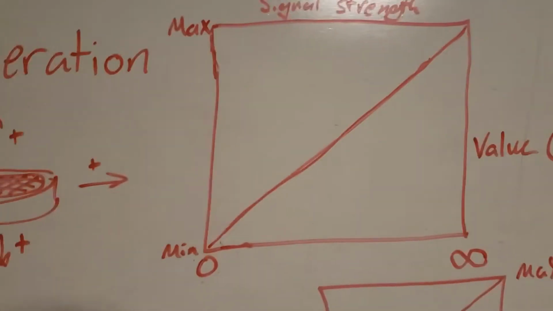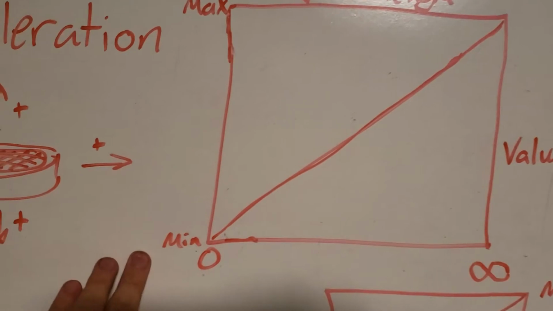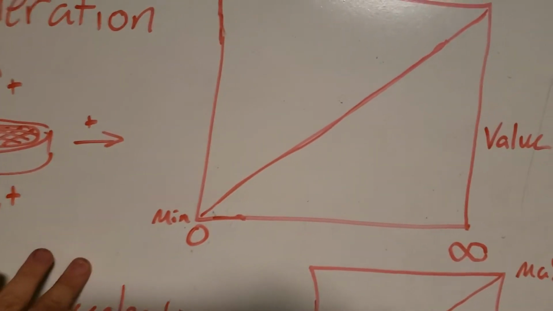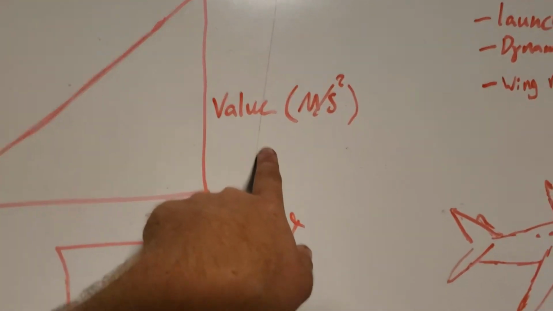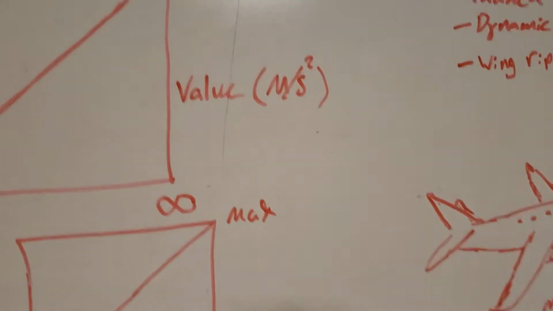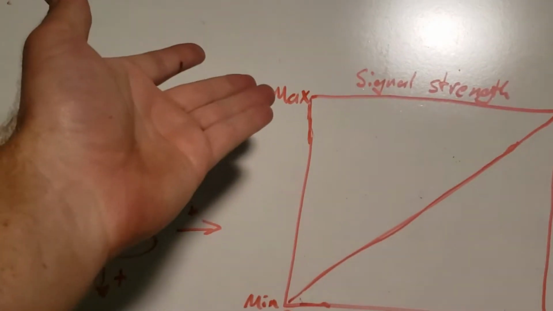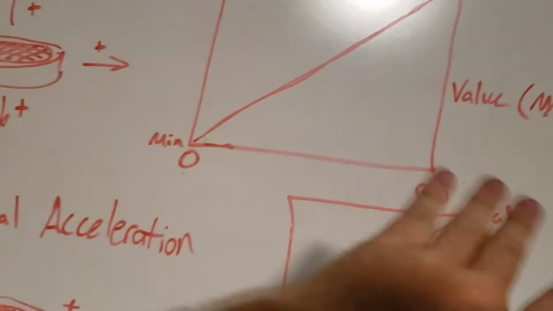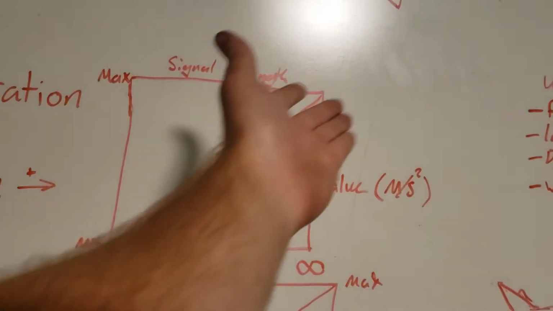So the graph for that looks something like this, where at your minimum value, below that, you're outputting 0 signal. And this is in meters per second squared, which is our standard unit of acceleration. Maximum, beyond that, it's just infinite positive for your signal strength, and between that it scales linearly, as you can see.